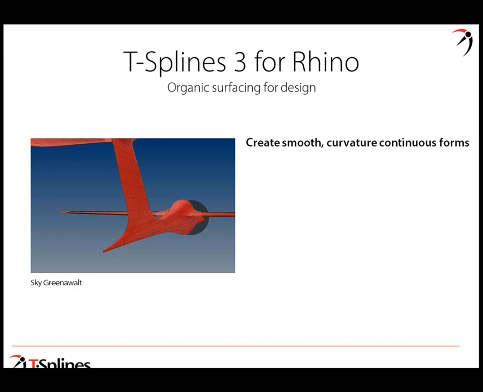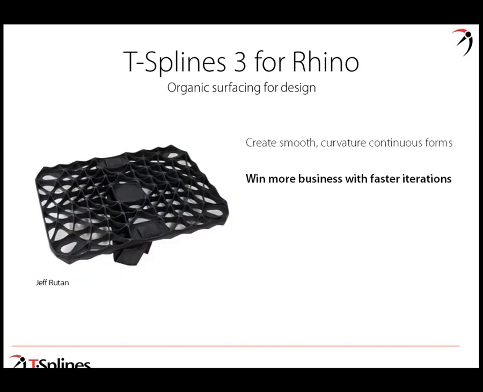Sky Greenwald designed this entire Formula One Rhino racer with T-Splines, so that iterating on his design with this T-Splines model takes about 75% less time than with NURBS. And if you'd like to hear details on this process, you can view a recorded webinar that Sky put on. You can just find that on our website.